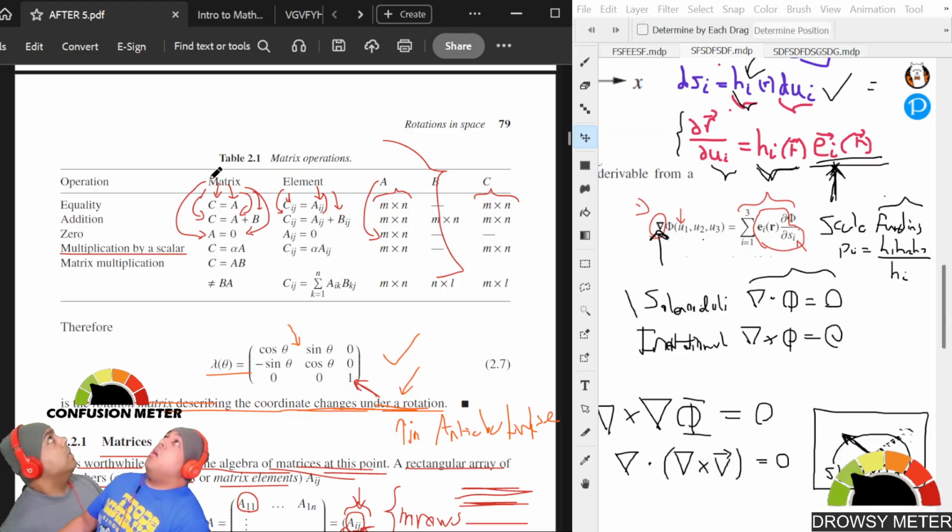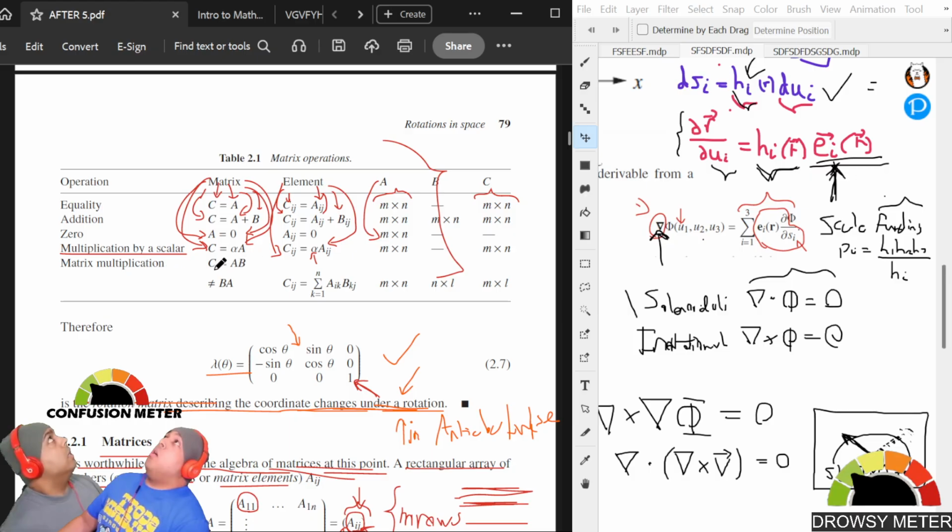Multiplication by a scalar. Matrix C equals alpha times matrix A. The elements in C are aligned with A, multiplied by alpha. A is m times n, C is m times n.